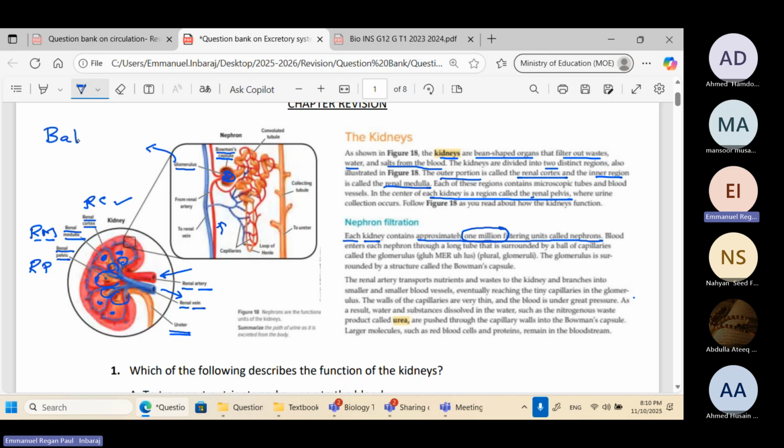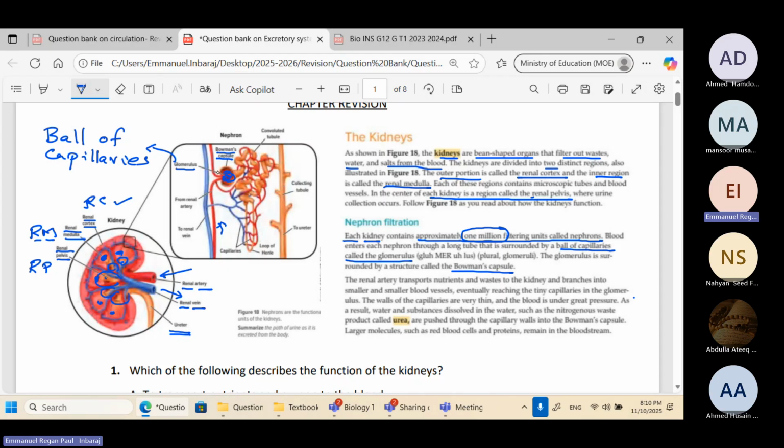The glomerulus is a ball of capillaries. You can see here, a ball of capillaries called the glomerulus, and it is found inside a capsule. The name of the capsule is Bowman's capsule.